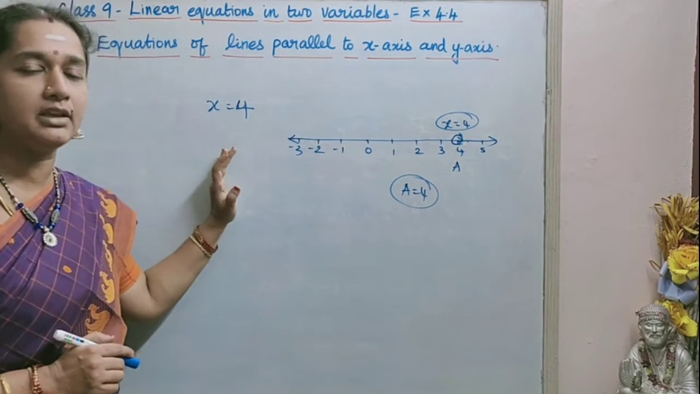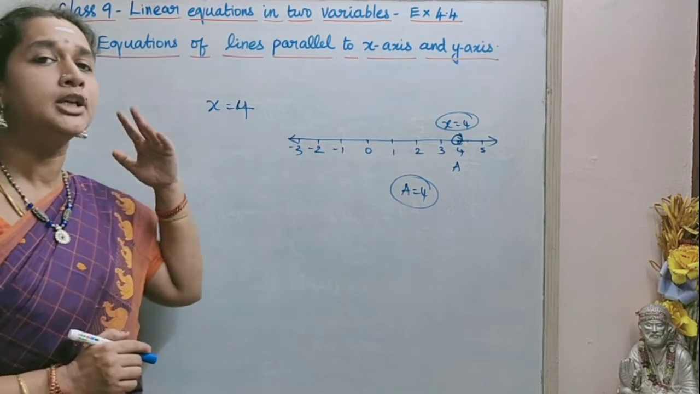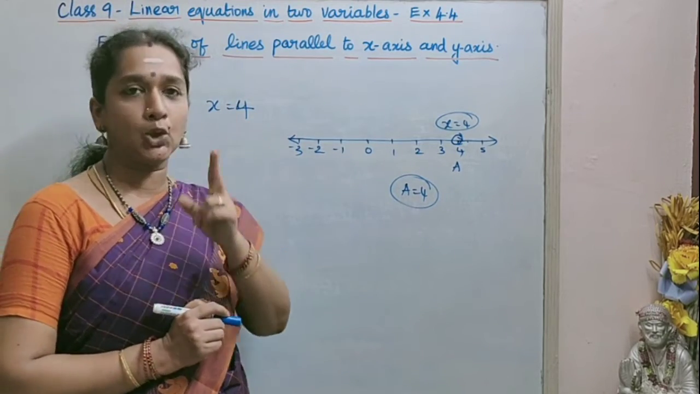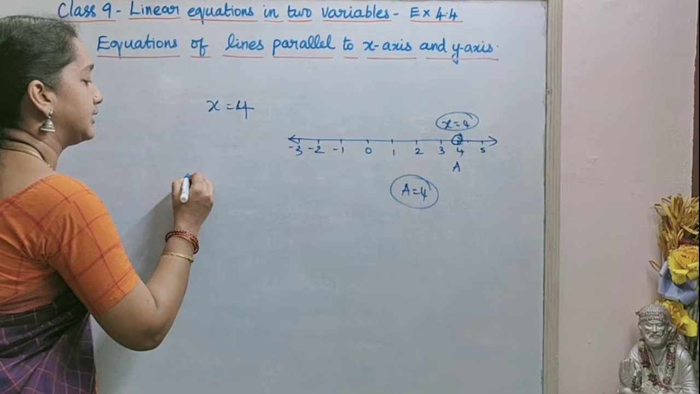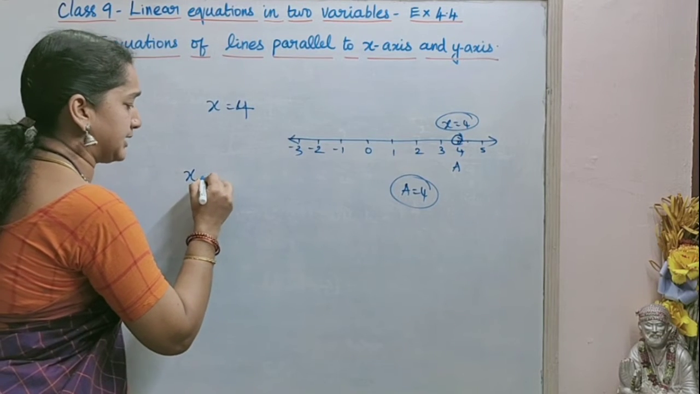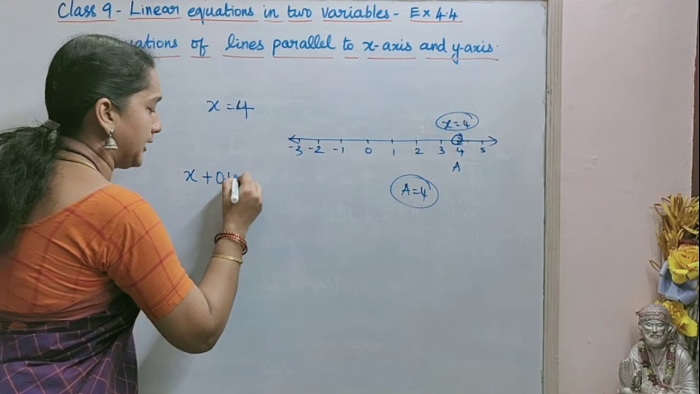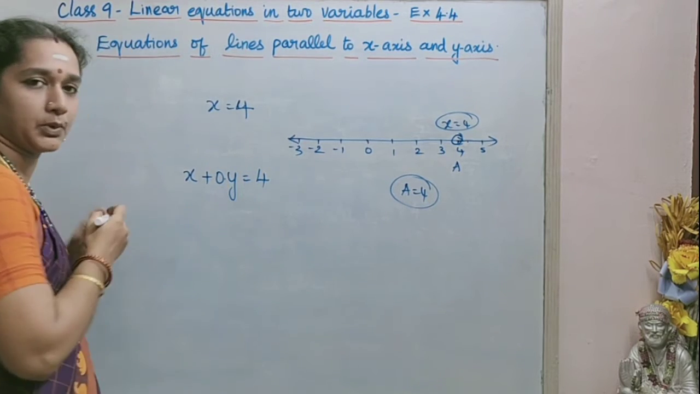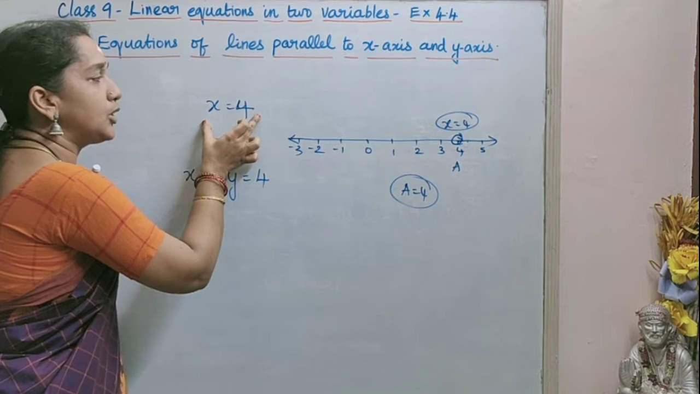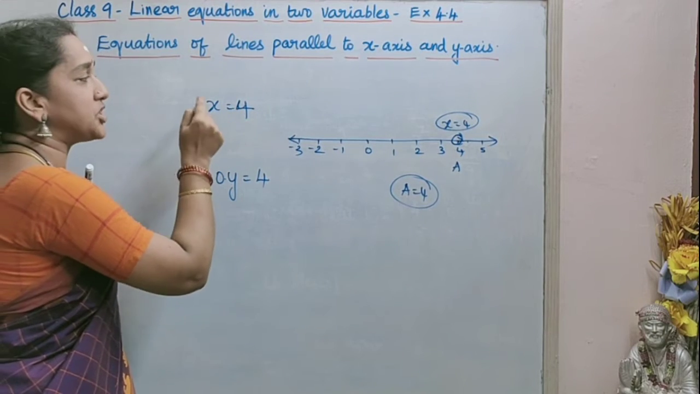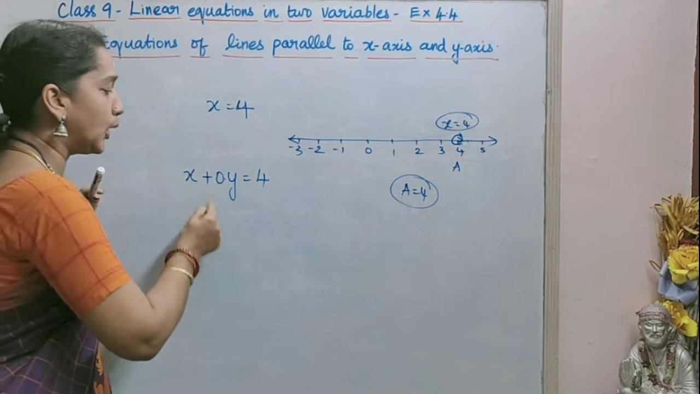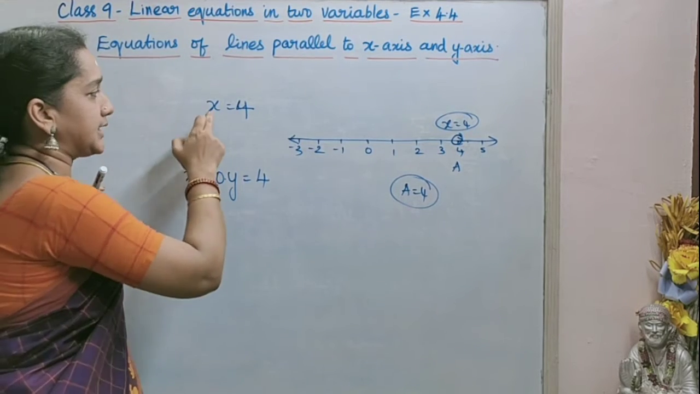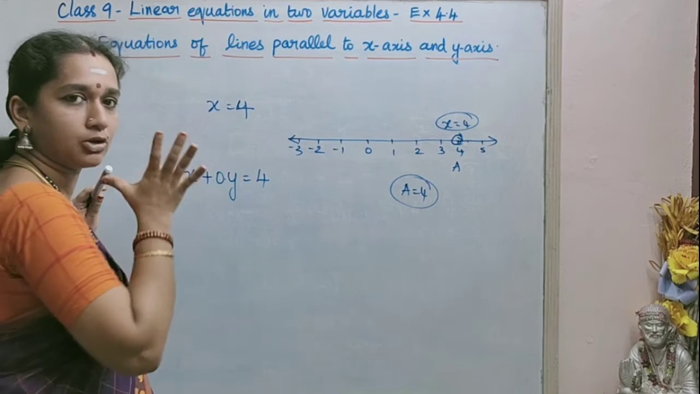The same thing, if you are asked to mark it in two variables, means if you are asked to write this equation in two variables, how will you write this? x plus 0y is equal to 4. So, we rewrote this linear equation in one variable to a linear equation in two variables. Both have the same meaning, that is x is equal to 4. Here also x is equal to 4 only.